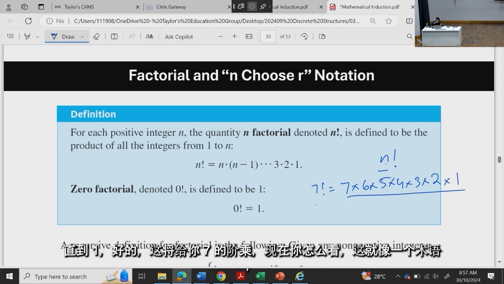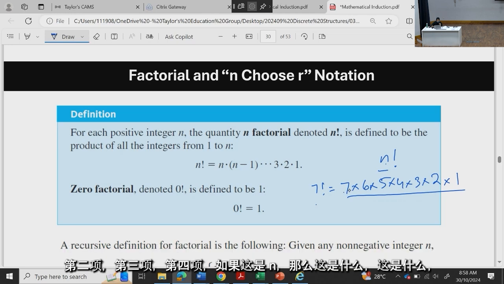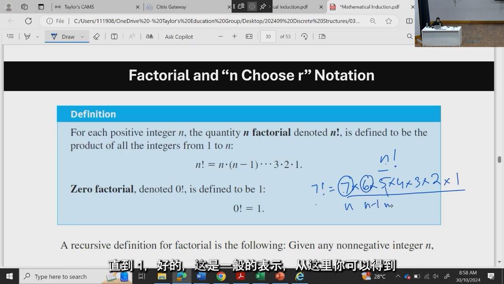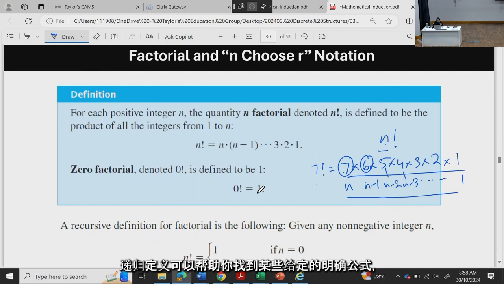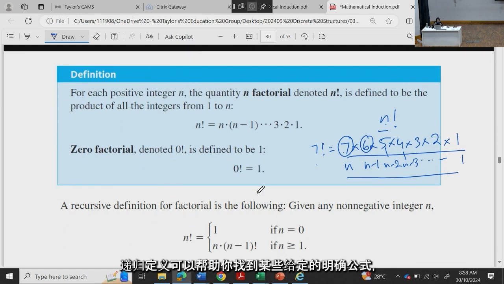Now this is like the 1st term, 2nd term, 3rd term, 4th term. If this is n, then what is this? What is this? And up to 1. So this is the general representation. And from here you can get a recursive definition which will help you in finding the explicit formulas for some given sequences.